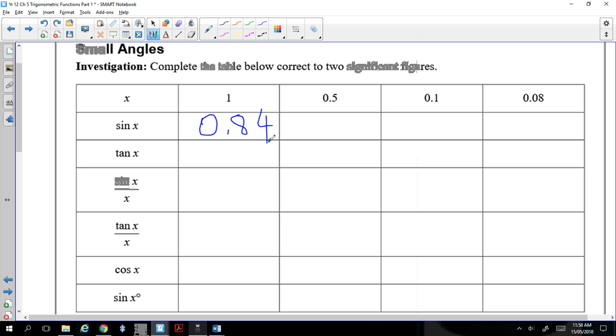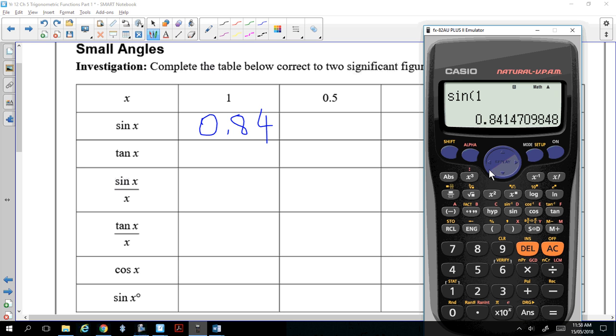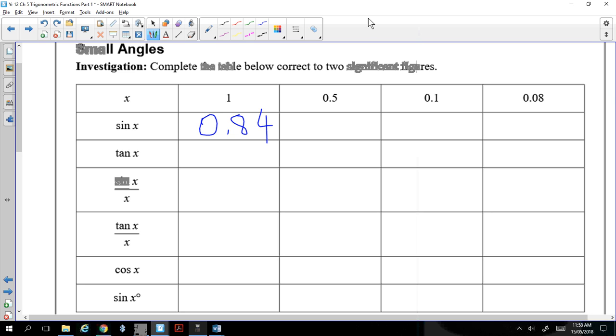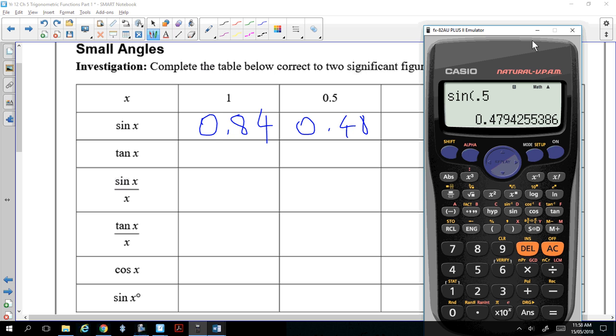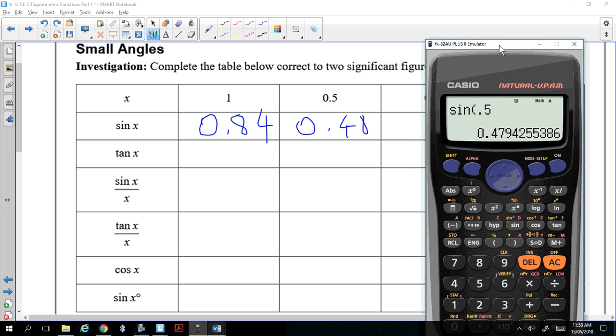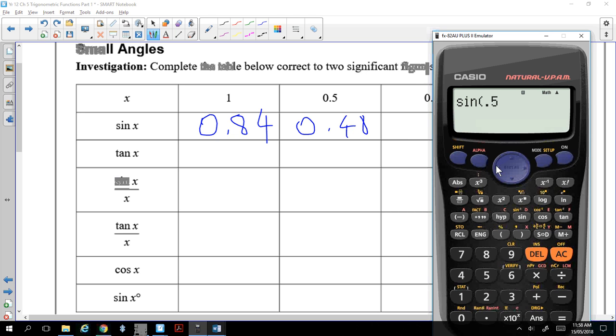0.84. To the next one: sine of 0.5. You get 0.48. Right, good. Okay, we'll keep going. Then we'll do sine of 0.1.